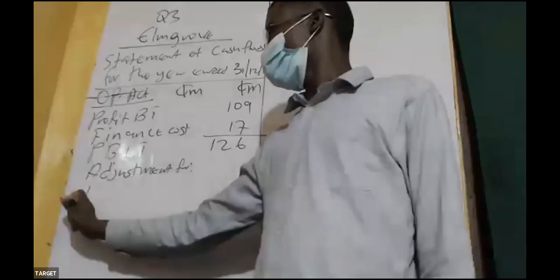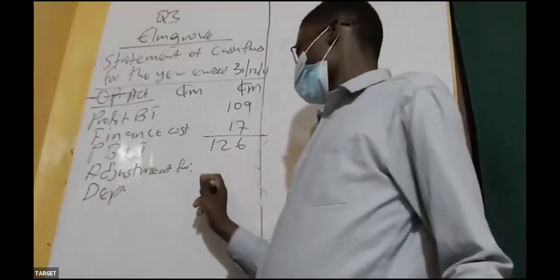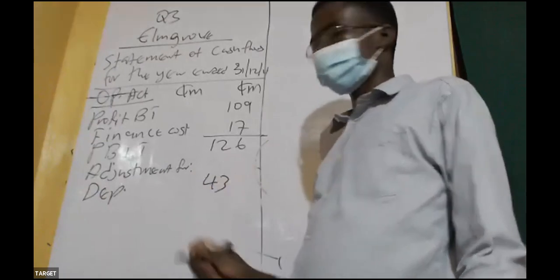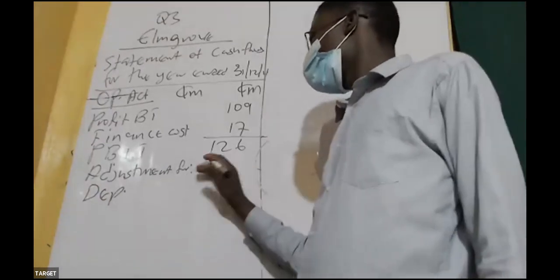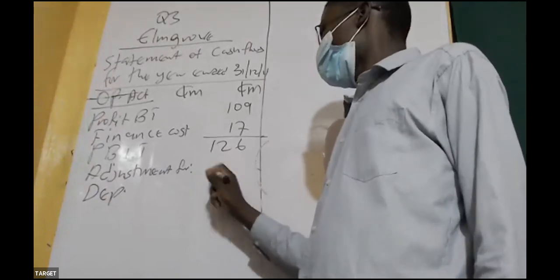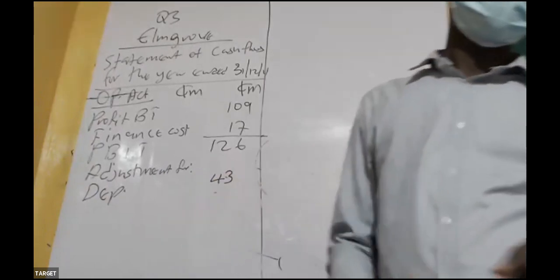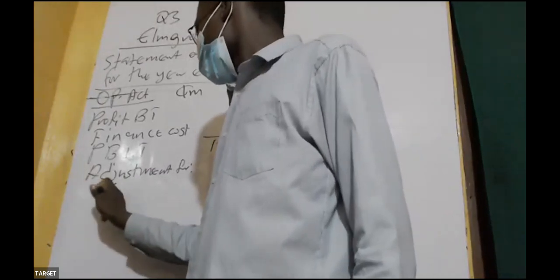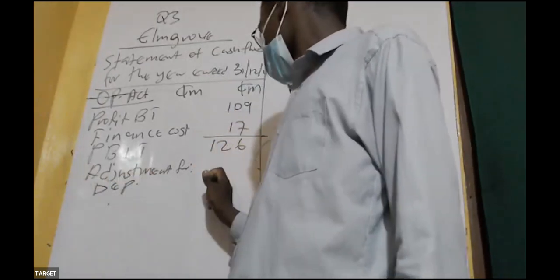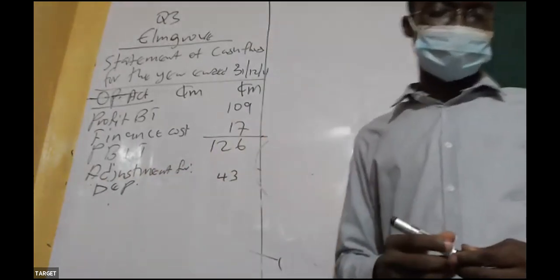Now, depreciation has been subtracted from this profit. So I'll come and do what? Add back. So add back 43 million to what they've done here. I want to write a small 43. If I write small, you will not see. Good. So the position is 43.